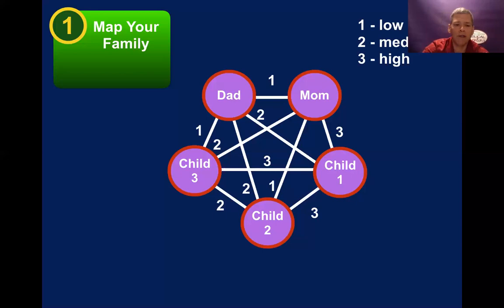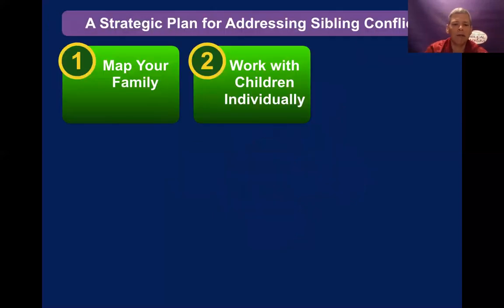So far, we've talked about step number one, map out your family. The second thing we want to do is work with children individually. Let me explain why that's so important. Step number two, working on things with each child, will help us to deal with the different parts that child deals with.